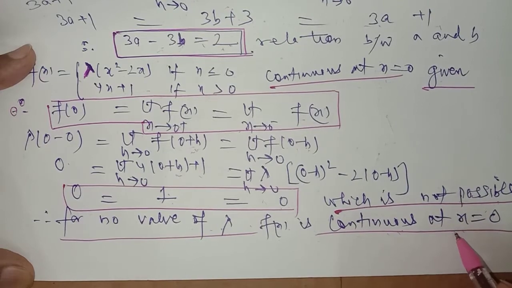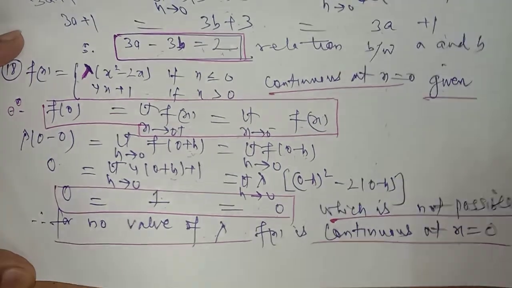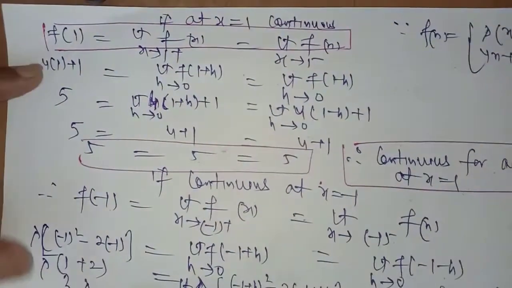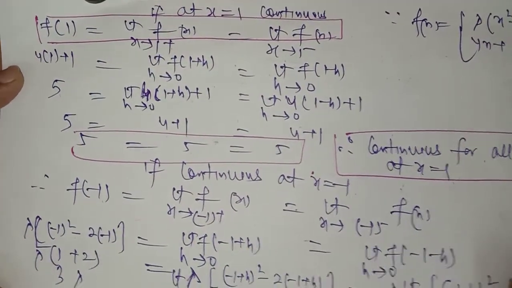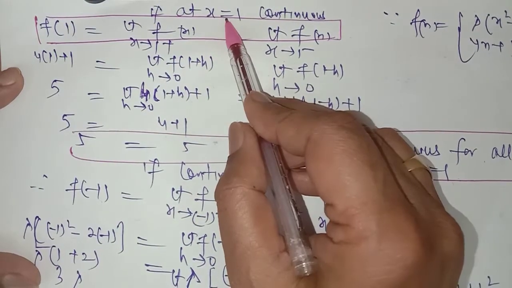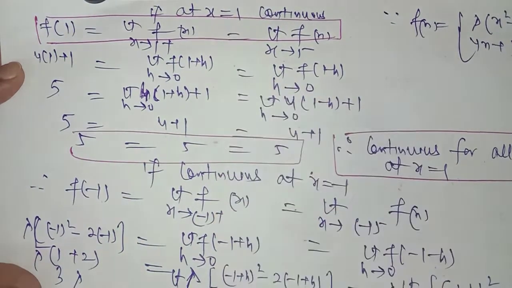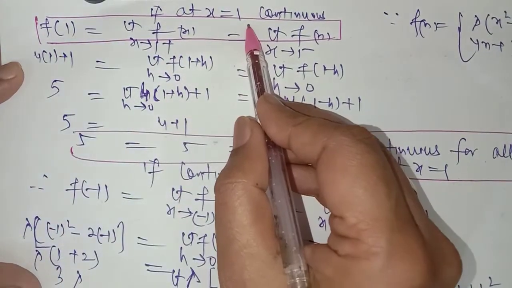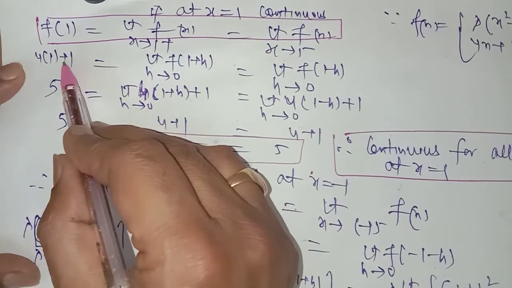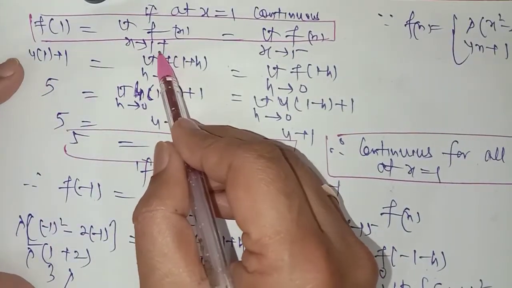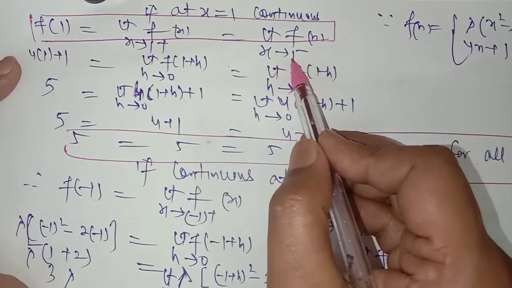Similarly, with the second part of this question number 18 also, it is given that it is continuous at x equal to 1. You have to find the value of lambda. Again, using the same condition, because it is continuous at x equal to 1, the value of the function at x equal to 1 is equal to the right hand limit at 1 is equal to the left hand limit at 1.